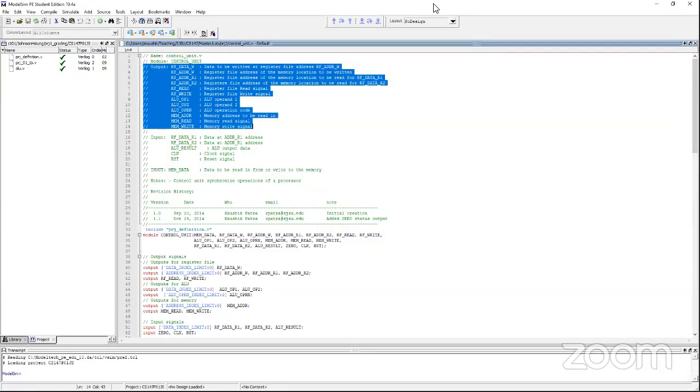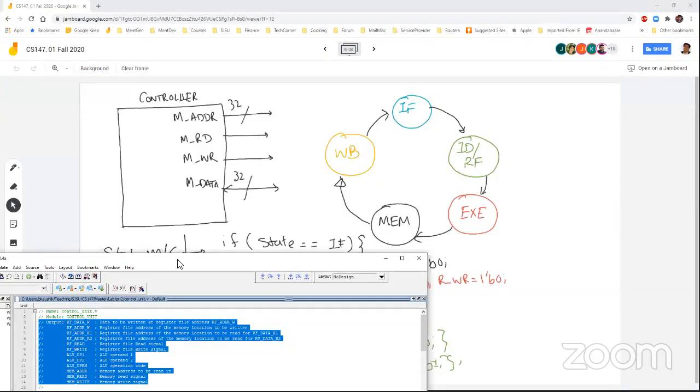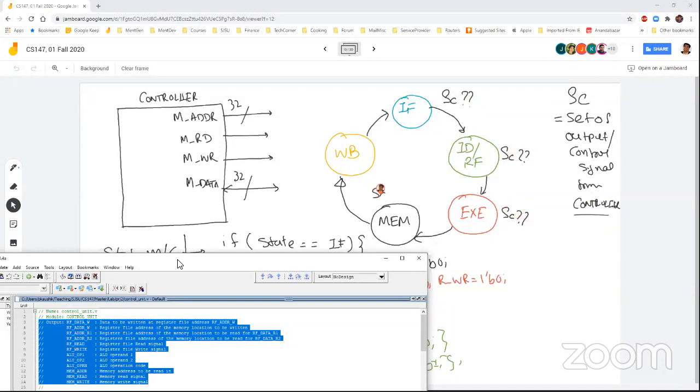So what I mean is we have this set of output signals from the controller, and the controller goes to each of these stages or cycles, right? So for each cycle, let's say SC is my set of output slash control signals from the controller. What you need to ask yourself at each stage is what this controller output and control signal value would be. That is the basic problem you need to solve.